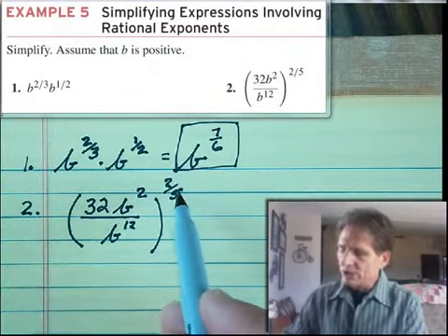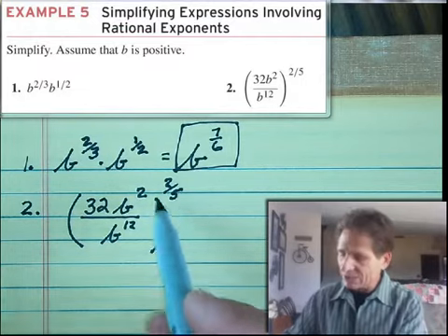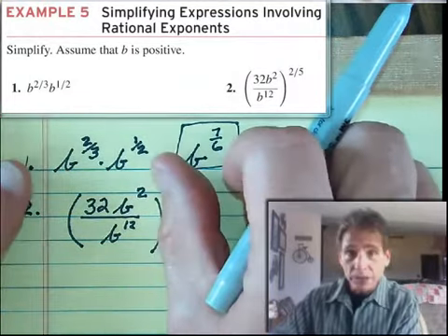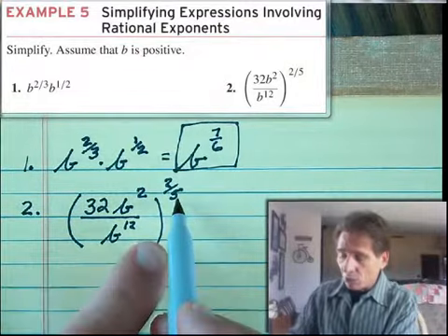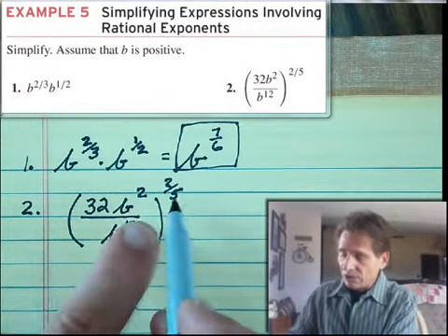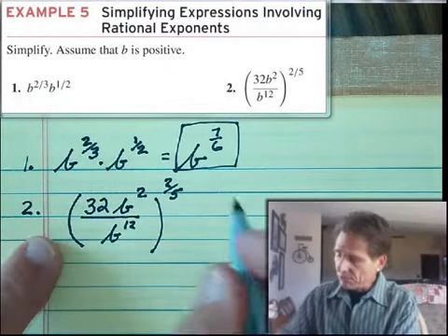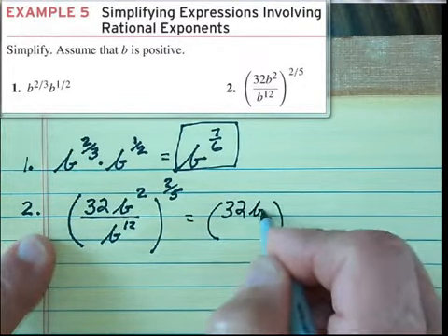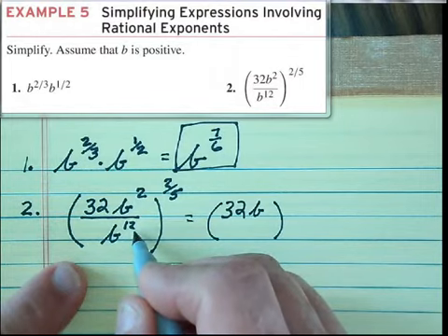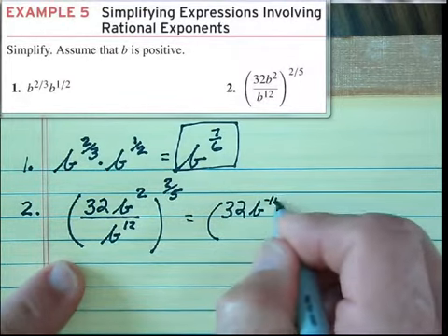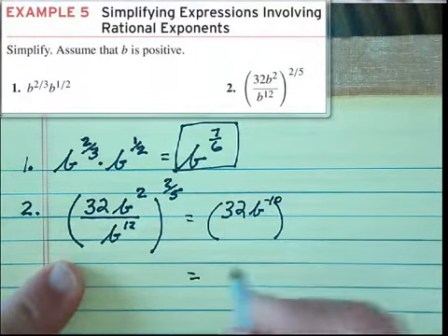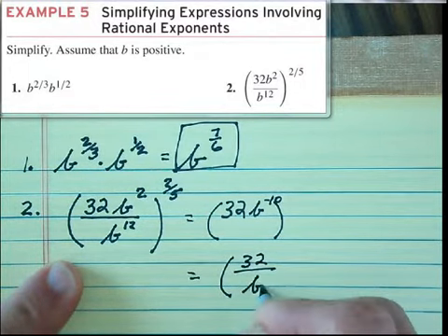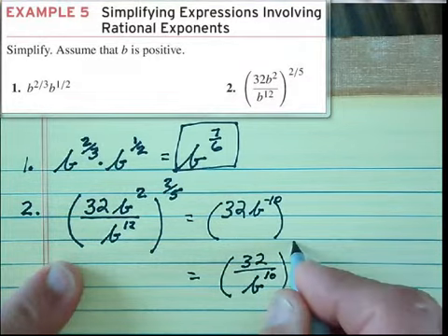Part 2. Now with part 2, I really wanted to cover this because students have a tendency to try to raise this whole thing to the power before simplifying what's inside parentheses. And technically, order of operations says do what's inside parentheses first. So even though I can arrive at the correct answer by raising everything to the 2/5, it's much easier to simplify first. So this would be 32b to the 2 minus 12. Well, 2 minus 12 is -10. And it's still to the 2/5. I won't write it yet. Well, because it's a -10, this would become 32 over b to the +10, and all that raised to the 2/5.